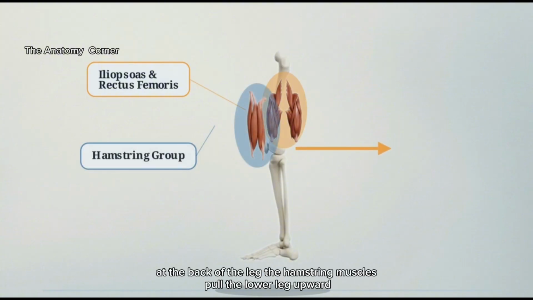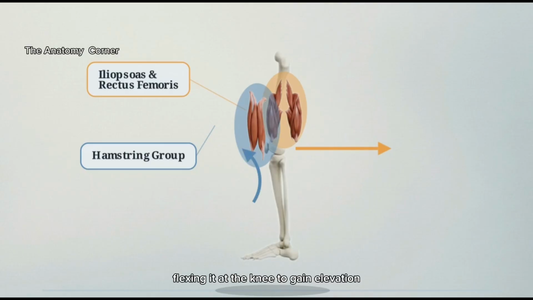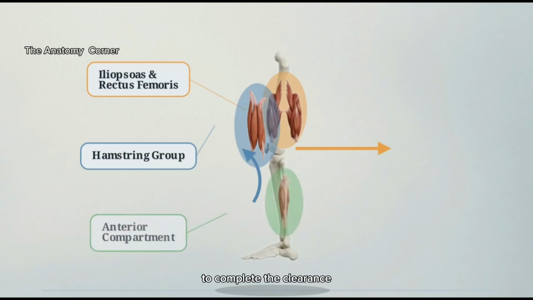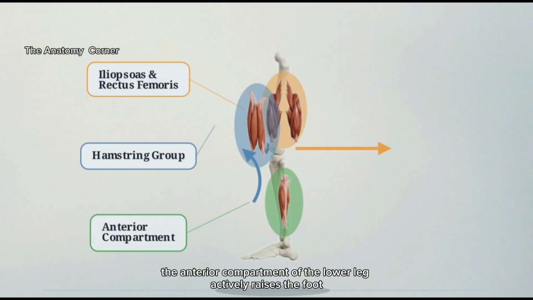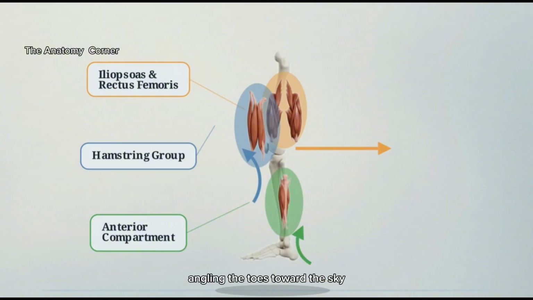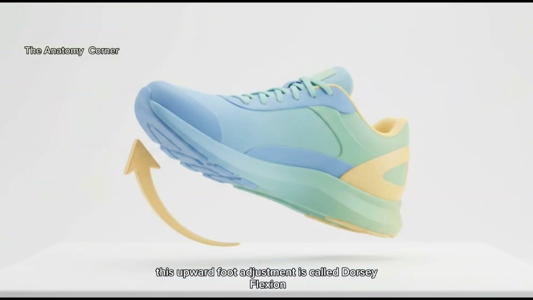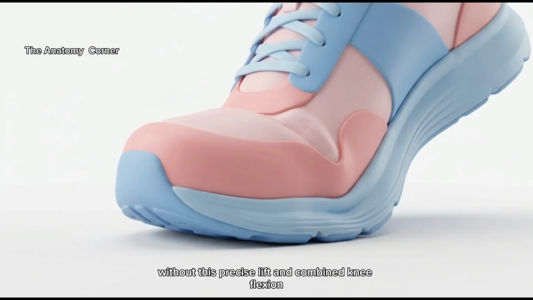At the back of the leg, the hamstring muscles pull the lower leg upward, flexing it at the knee to gain elevation. To complete the clearance, the anterior compartment of the lower leg actively raises the foot itself upward, angling the toes toward the sky. This upward foot adjustment is called dorsiflexion. It ensures the foot clears the ground during the forward swing. Without this precise lift and combined knee flexion, the toes would drag, instantly ending the gait cycle.